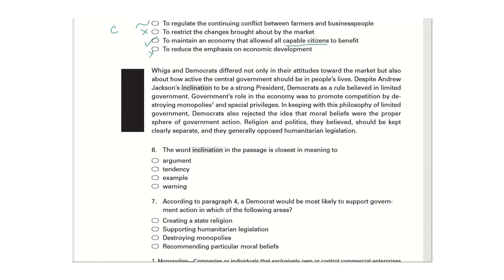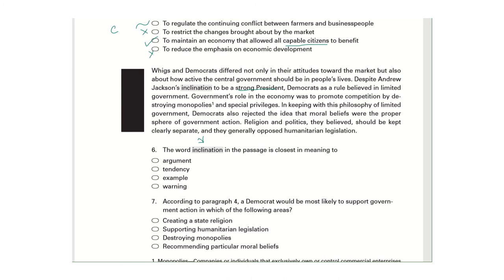लेट्स डू अ फ्यू मोर. विग्स एंड डेमोक्रेट्स. फिर से क्वेश्चन पढ़ते हैं. इंक्लिनेशन का मतलब समझना है हमें. It almost means inclination. Despite Andrew Jackson's inclination to be strong president, Democrats as a rule believed in limited government. Okay, to be a strong, मतलब वो inclination is उसकी चाहत, उसकी इच्छा.